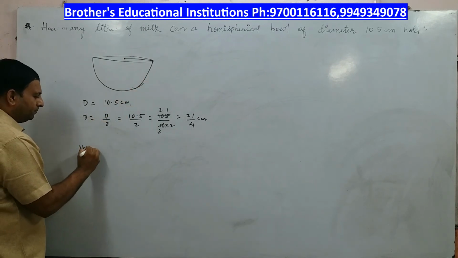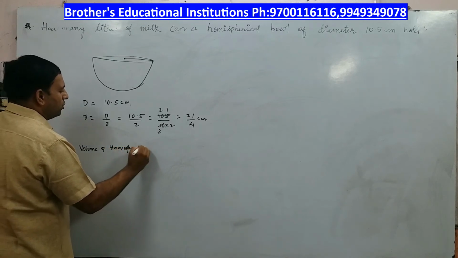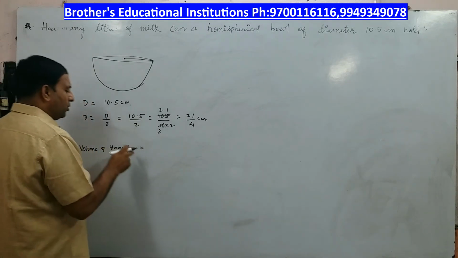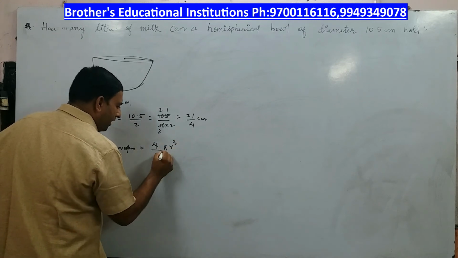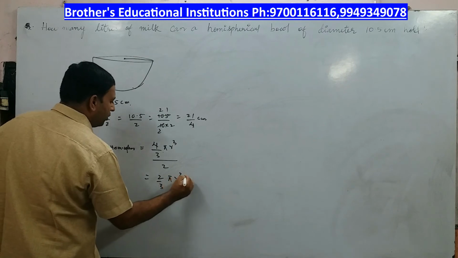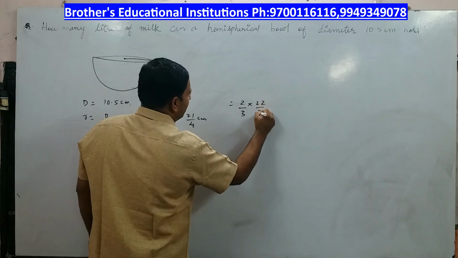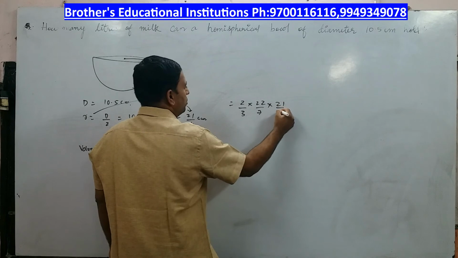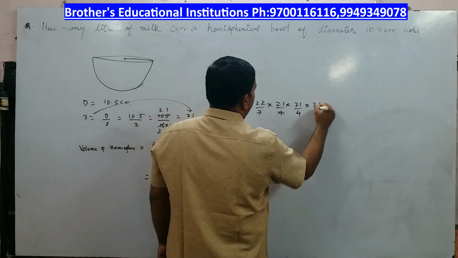So volume of hemisphere is equal to, what is the volume of sphere formula? 4 by 3 pi r cube. So volume of hemisphere will be 4 by 3 pi r cube divided by 2. That will be equal to 2 by 3 pi r cube, and that is equal to 2 by 3, pi means 22 upon 7, into r cube. What is the radius you got? Radius is equal to 21 by 4. So into 21 by 4 into 21 by 4 into 21 by 4.